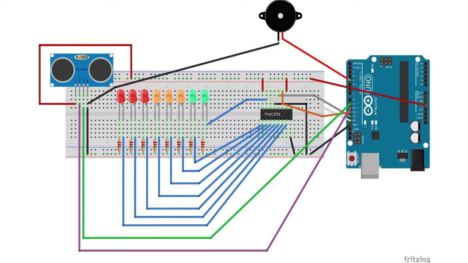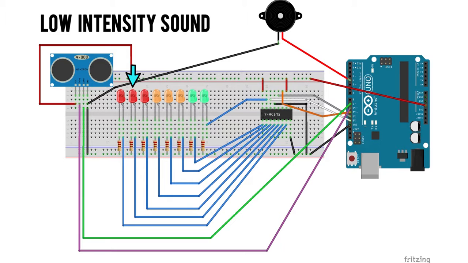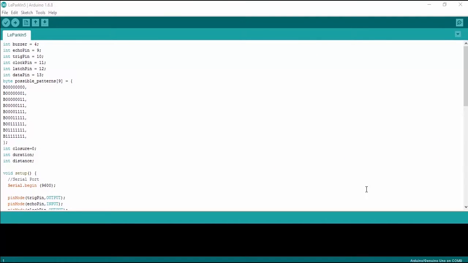The visual indicators are assisted by sounds from your buzzer. When the green LEDs are on, a high intensity sound can be heard. When the yellow LEDs are on, the intensity of the sound reduces and it further reduces when the red LEDs are on, thus assisting us to park. Let's have a look at our code.